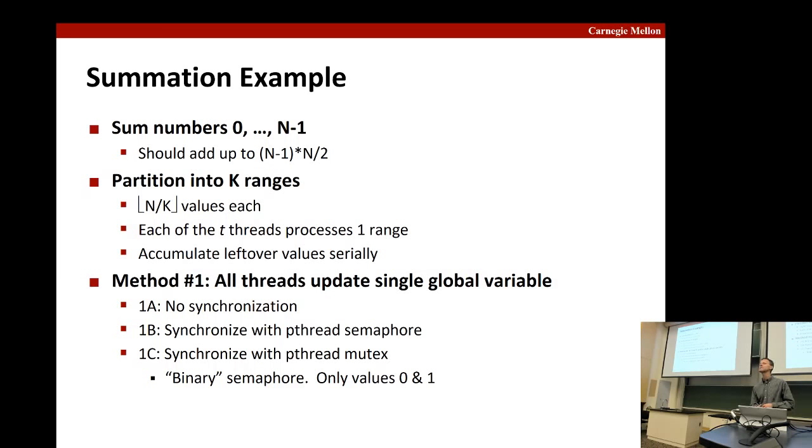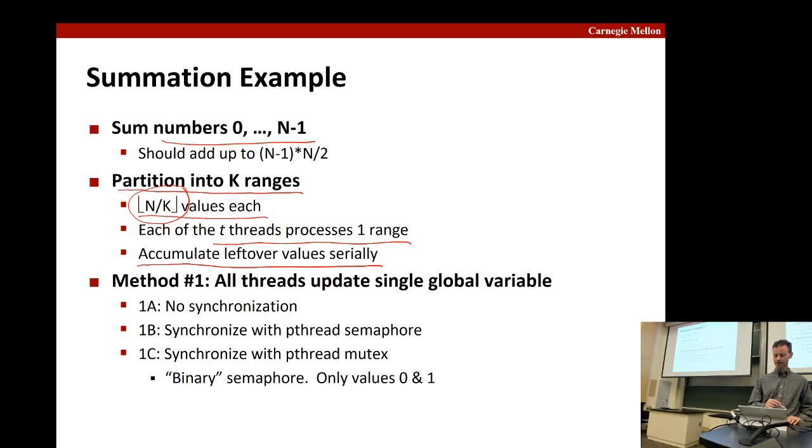So for thread level parallelism, we're going to do a simple example. In this example, we want to sum the numbers between 0 and n minus 1. We're going to do that by partitioning the numbers into k ranges of this many values each, and then each of however many threads we have, say k threads, will process one range. It doesn't necessarily divide evenly, so there's going to be some leftover at the end. We're just going to accumulate that serially because it's not going to be that much if n is large enough.